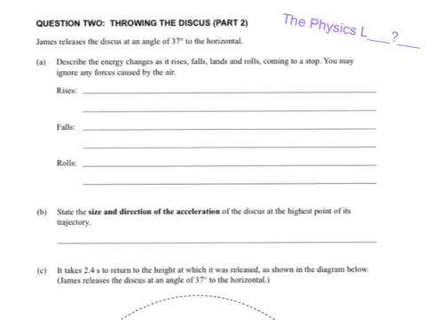So question 2, we're into throwing the discus part 2. James releases the discus at an angle of 37 degrees to the horizontal. Describe the energy changes as it rises, falls, lands and rolls, coming to a stop. You may ignore any forces caused by the air.